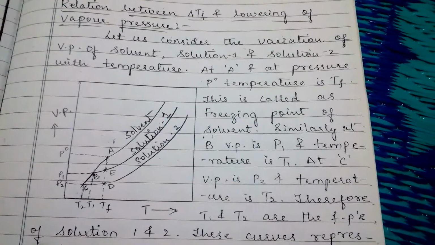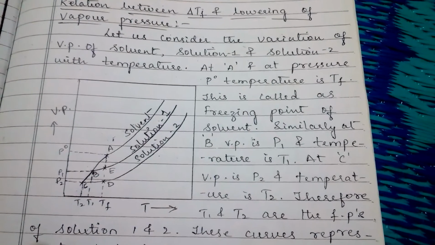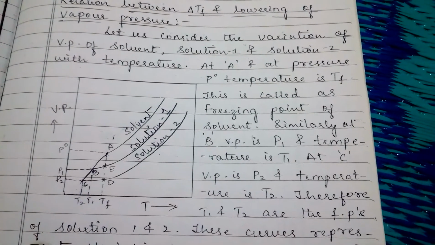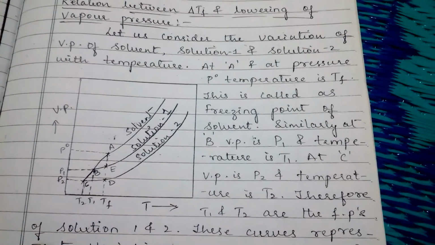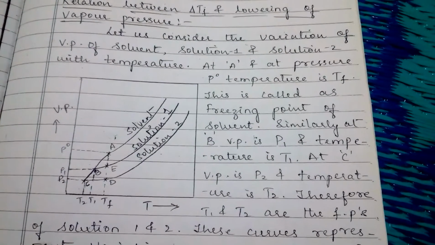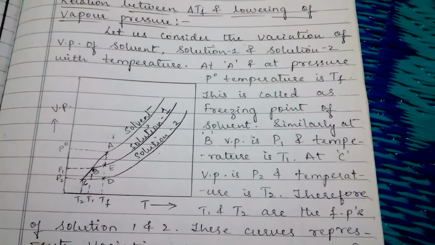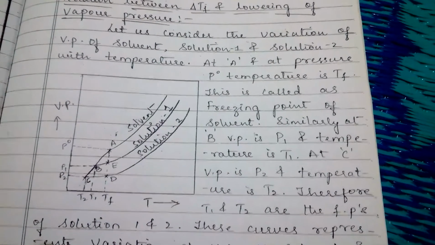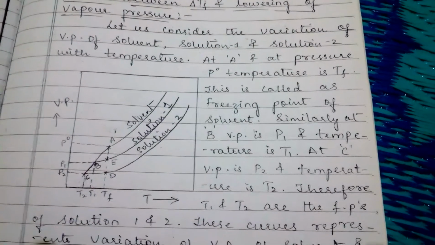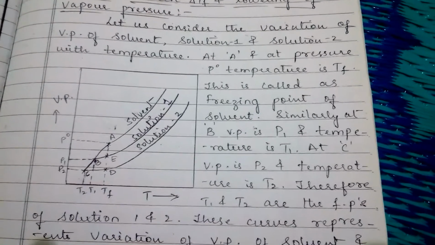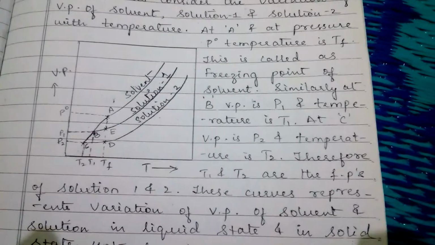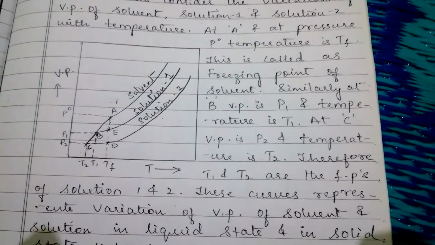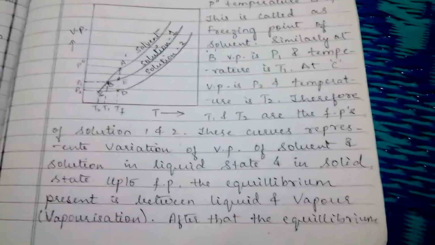Let us consider the variation of vapor pressure of solvent, solution 1 and solution 2 with temperature. At A, the pressure is P0 and the temperature is Tf. This is called the freezing point of solvent. Similarly, at B, vapor pressure is P1 and temperature is T1. At C, vapor pressure is P2 and temperature is T2. Therefore, T1 and T2 are the freezing points of solution 1 and solution 2.